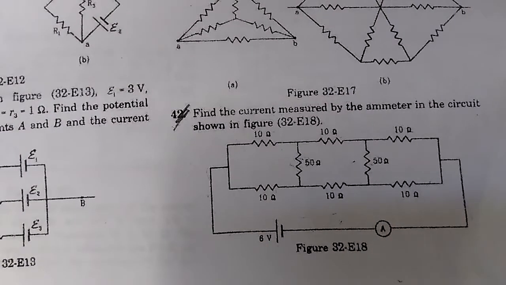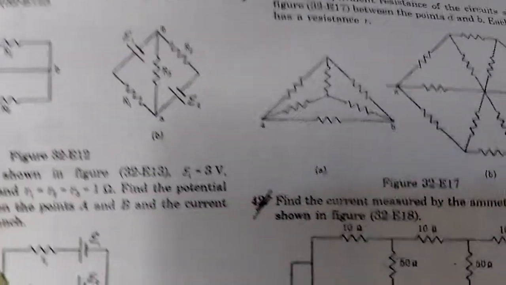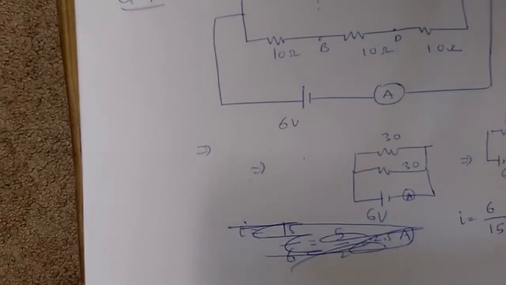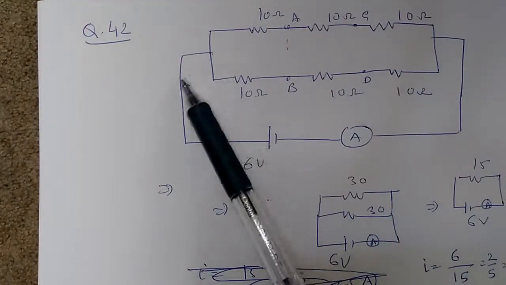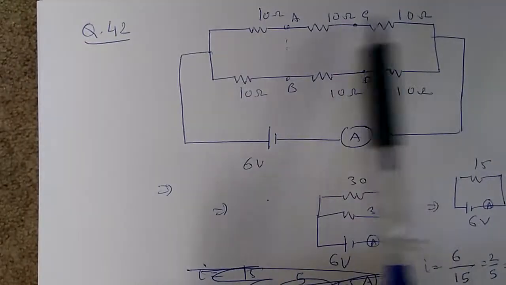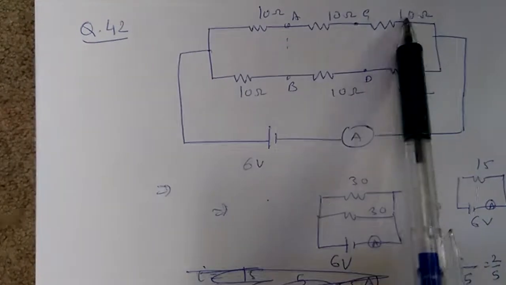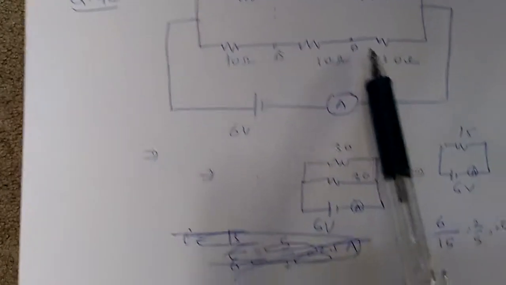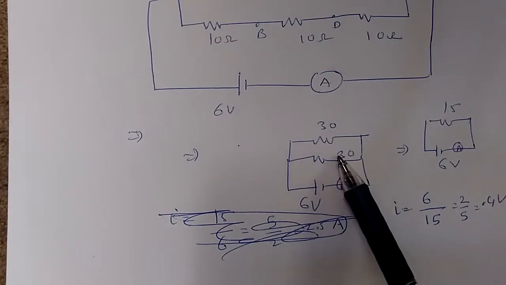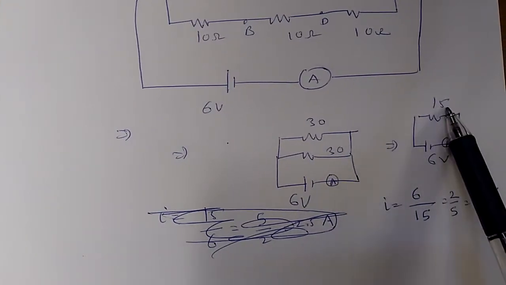So with these things in mind, you can go ahead and redraw the circuit like this. And now we can do this: the series of these 3 10 ohm resistors is going to be 10 plus 10 plus 10, which is 30, and likewise 10 plus 10 plus 10 is 30. The 30 ohm and 30 ohm are in parallel, so the equivalent resistance is 15 ohm.